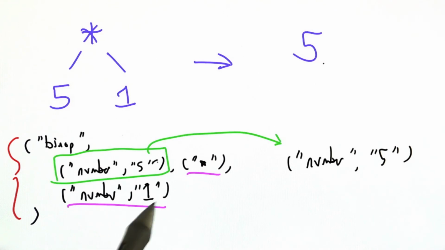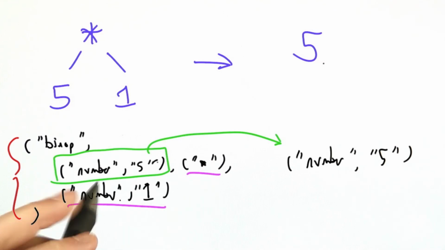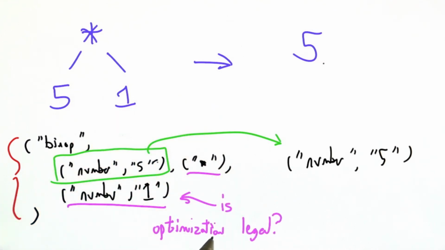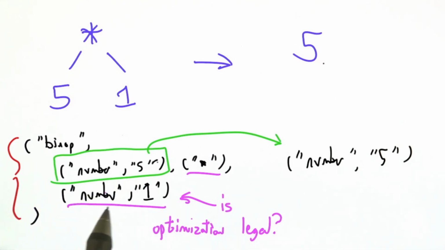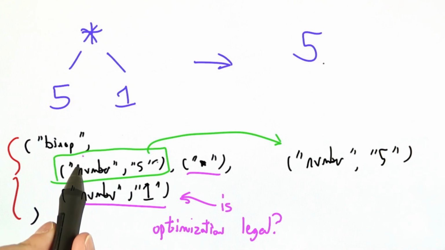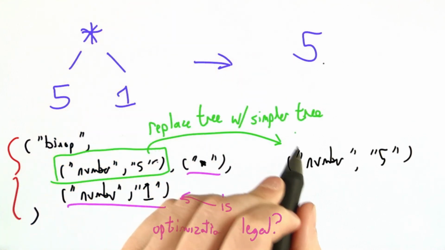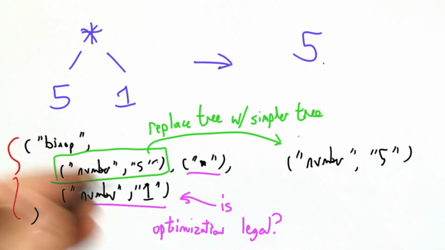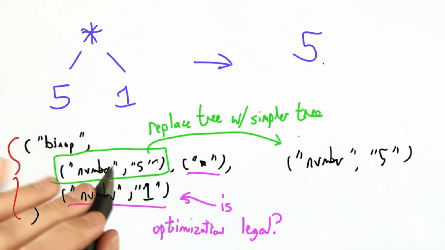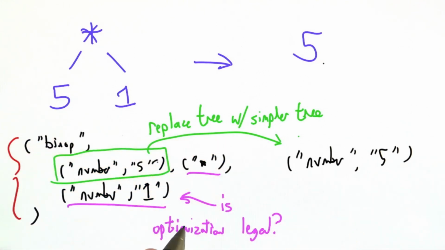checking to make sure the optimization is legal. And optimization is only legal if it doesn't change the semantics of the program, doesn't change the meaning of the result. And then once it is legal, we just replace the tree with a simpler tree. The way I've written it, we're officially returning a new tree. Potentially, if we wanted to be a little more efficient, we could change it in place, but returning a new copy of the tree is fine for us.